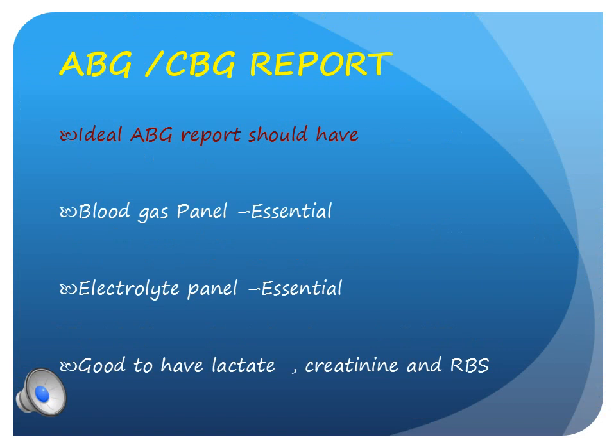Now we shall discuss the ABG: how an ideal ABG should be, the technique, the technical errors, and what to look for in the ABG, and how to take an ABG. So an ideal ABG should have a blood gas panel, an electrolyte panel, and it's good to have a lactate, creatinine, and an ABS.